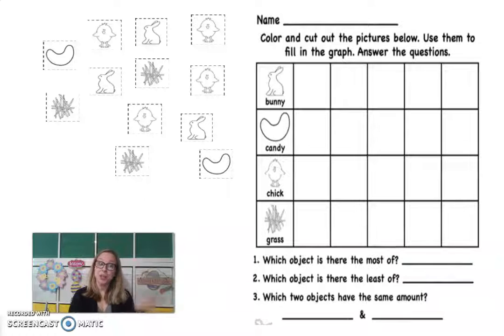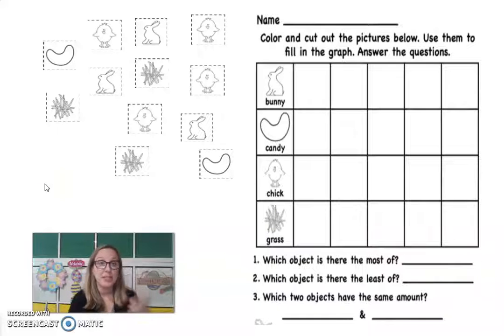So we learned about picture graphs in math, and we know that the pictures represent the things. So these are all Easter things or Easter objects. Looking here, we have a bunny, a piece of candy, which kind of looks like a jelly bean, a little baby chick, and some Easter grass. So now all of these shapes that we have cut out, we need to glue in the correct row so that they line up in the correct spots on the graph.